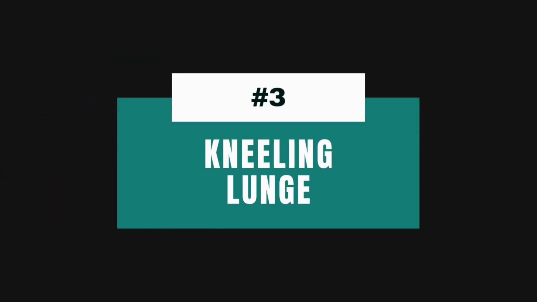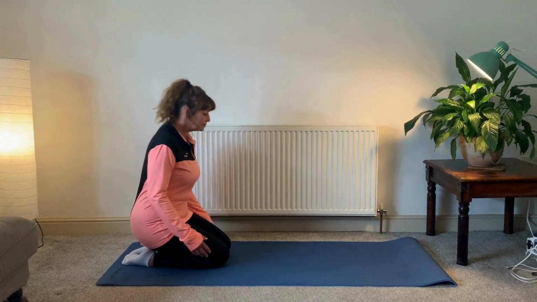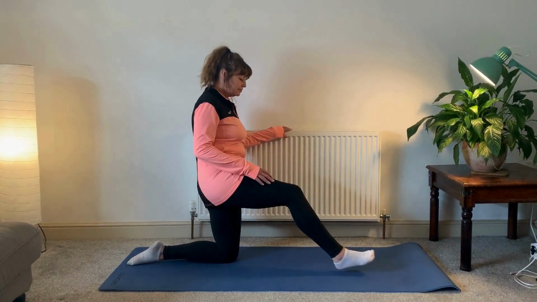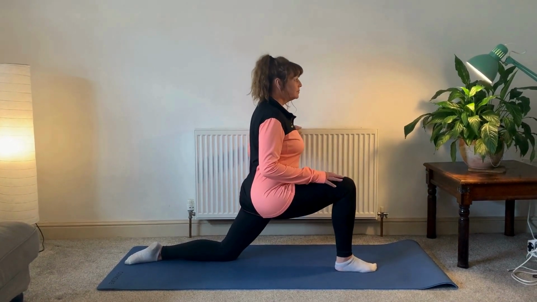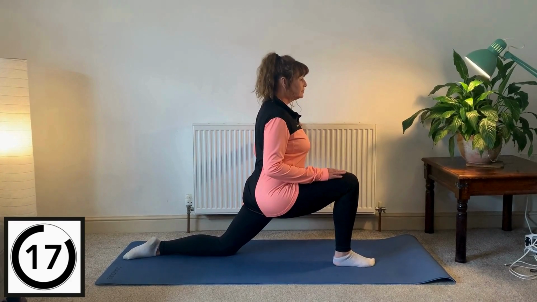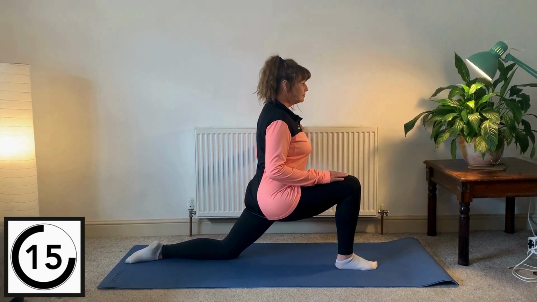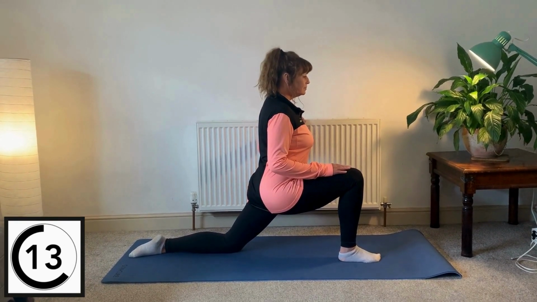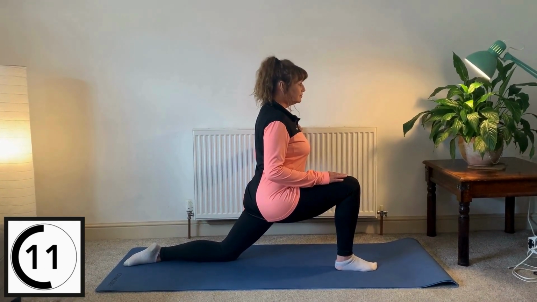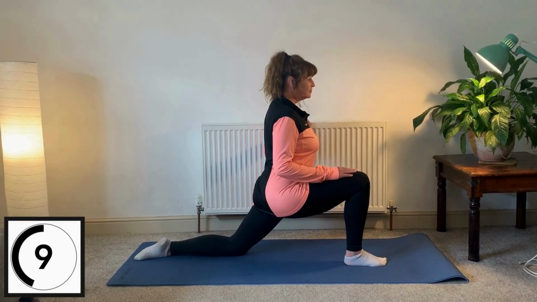Kneeling lunge. Now place your right foot forward, raise your chest and push forward into a kneeling lunge. Hold your core firm to brace your lower back. Feel the stretch through the front of your left hip.